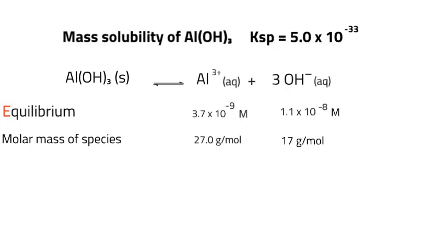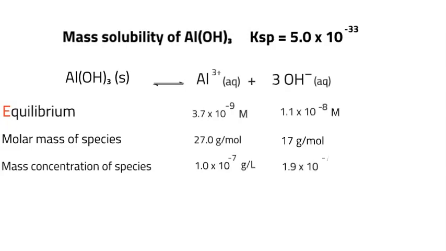Multiplying the molar amounts, moles per liter, times grams per mole, will give you the mass concentration of the species. Our aluminum ions will be 1.7 times 10 to the minus 7 grams per liter. For our hydroxide ions, 1.9 times 10 to the minus 7 grams per liter. And this could be equated to parts per billion, ppb: 0.10 ppb for aluminum ions and 0.19 ppb for the hydroxide ions.